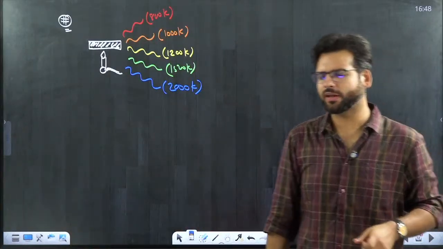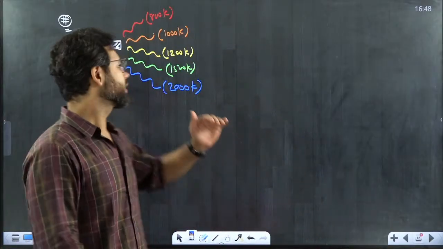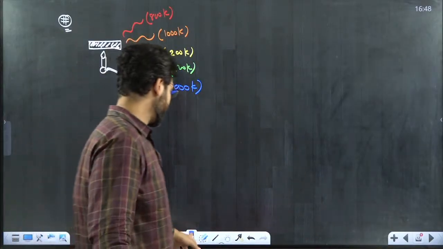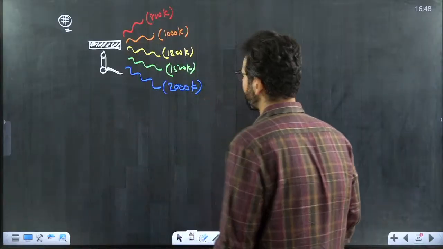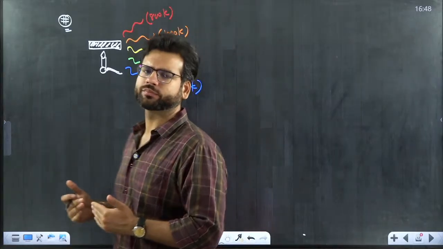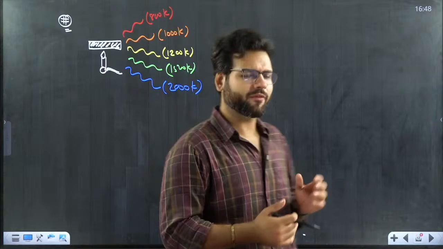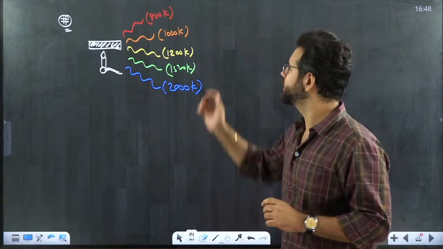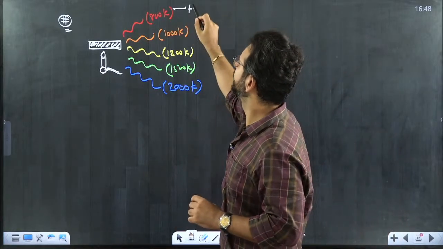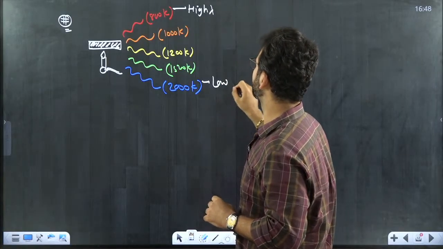Take the spoon to a very strong heated flame. You will see that it will change color from red to blue completely. Now what is happening? We observe that as the temperature is increasing, the wavelength is decreasing, because red has high wavelength and blue has low wavelength.